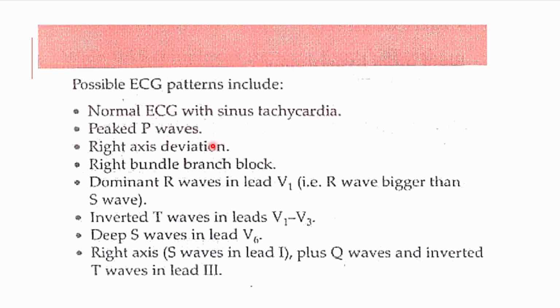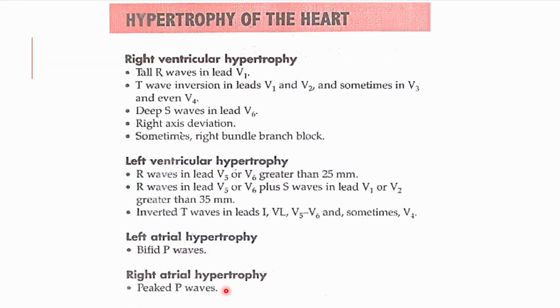Then possible ECG patterns include a normal ECG with sinus tachycardia. You may get peaked waves, you may get a right axis deviation, you may get right bundle branch block, you may get a dominant R wave in lead V1. Remember that the R wave is bigger than the S wave in lead V1. Then you may get inverted T waves in lead V1 and V3. You may get deep S waves in lead V6. You may get right axis deviation. So you may get S waves in lead 1. You may get Q waves as well as inverted T waves in lead 3.